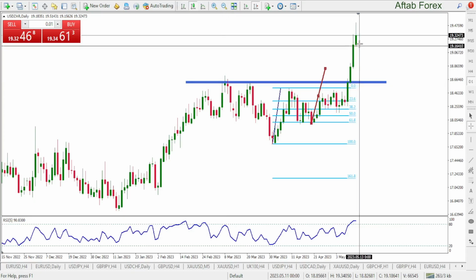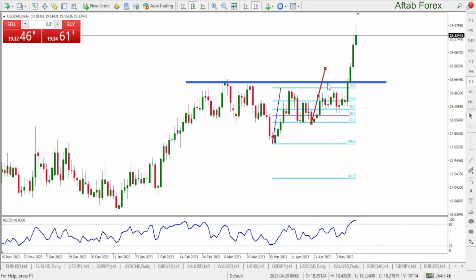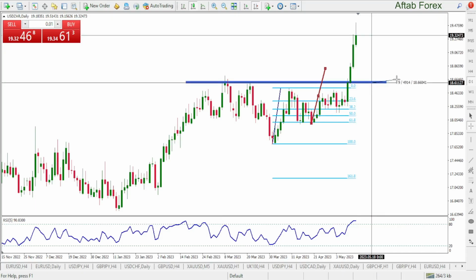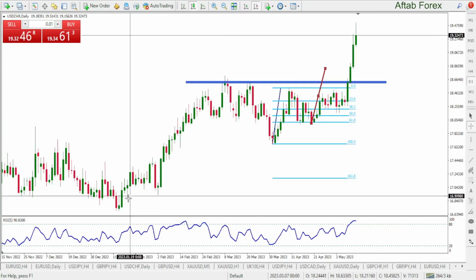Now it may turn into a new support right here. And this is called the role reversal. When one level is broken, price comes back down, and if it respects the level, this is the role reversal. You take a buy. And there are several examples. See this one. See this one.